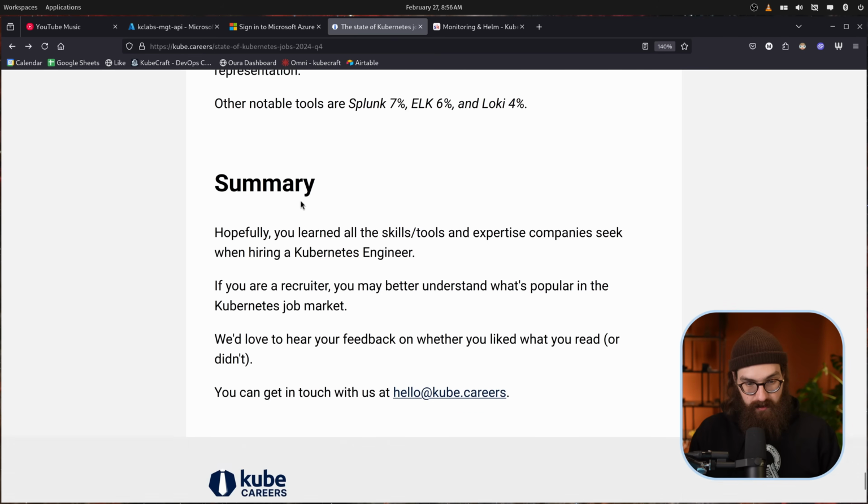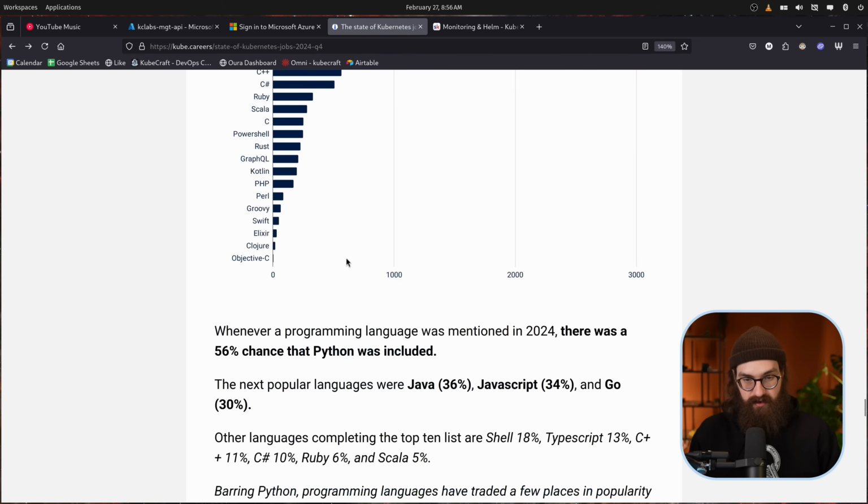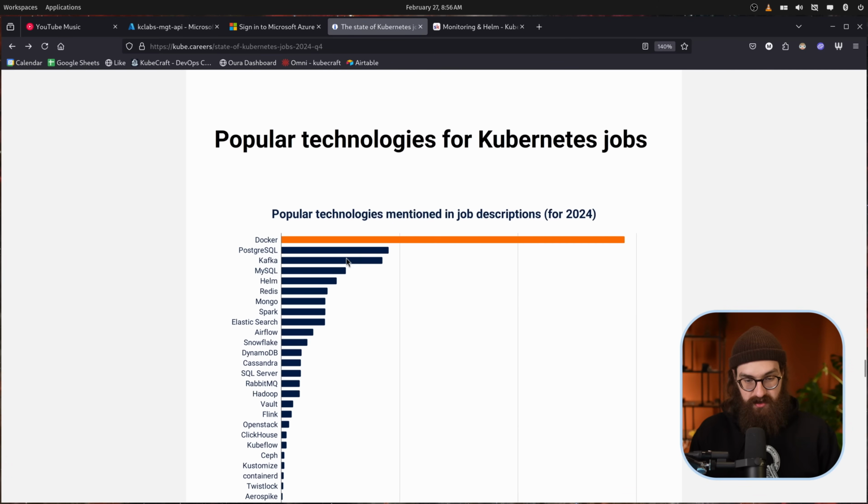In summary, this report is very clear that software engineering jobs are the most popular job title for Kubernetes jobs. So if you're a software engineer and you're struggling to find work, really pay attention to this and maybe start learning Kubernetes today.